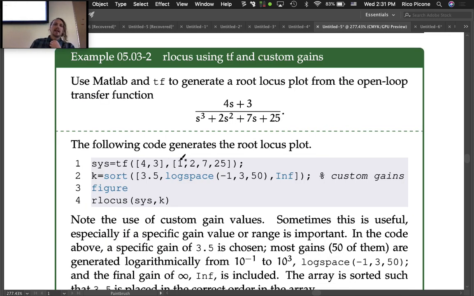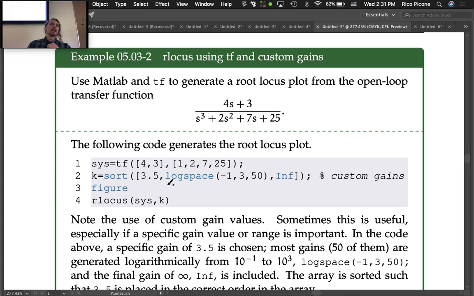So what I did is I said, okay, now this is in polynomial descending order of powers of s form. So I'm going to use TF instead of ZPK. It's just easier, right? I don't need to calculate what the poles and zeros are. I can just give it the coefficients of the polynomial and move on. So I did that. Bang, bang, bang. And then I decided to do this.